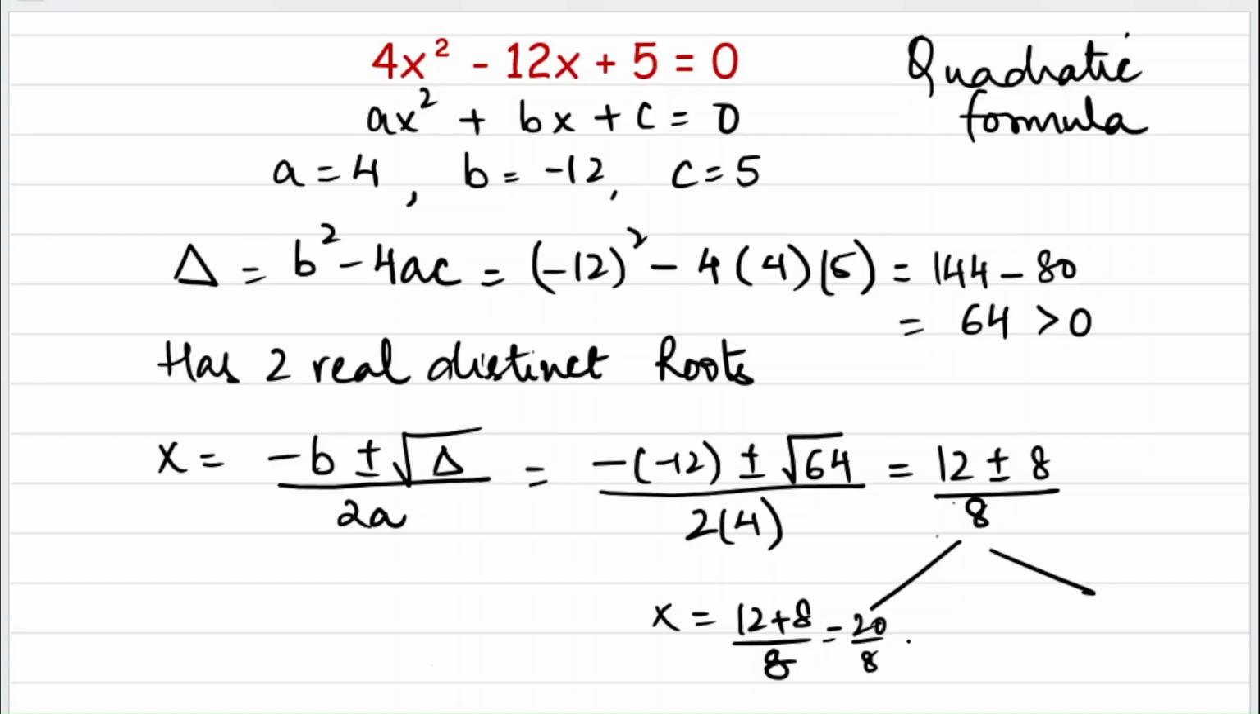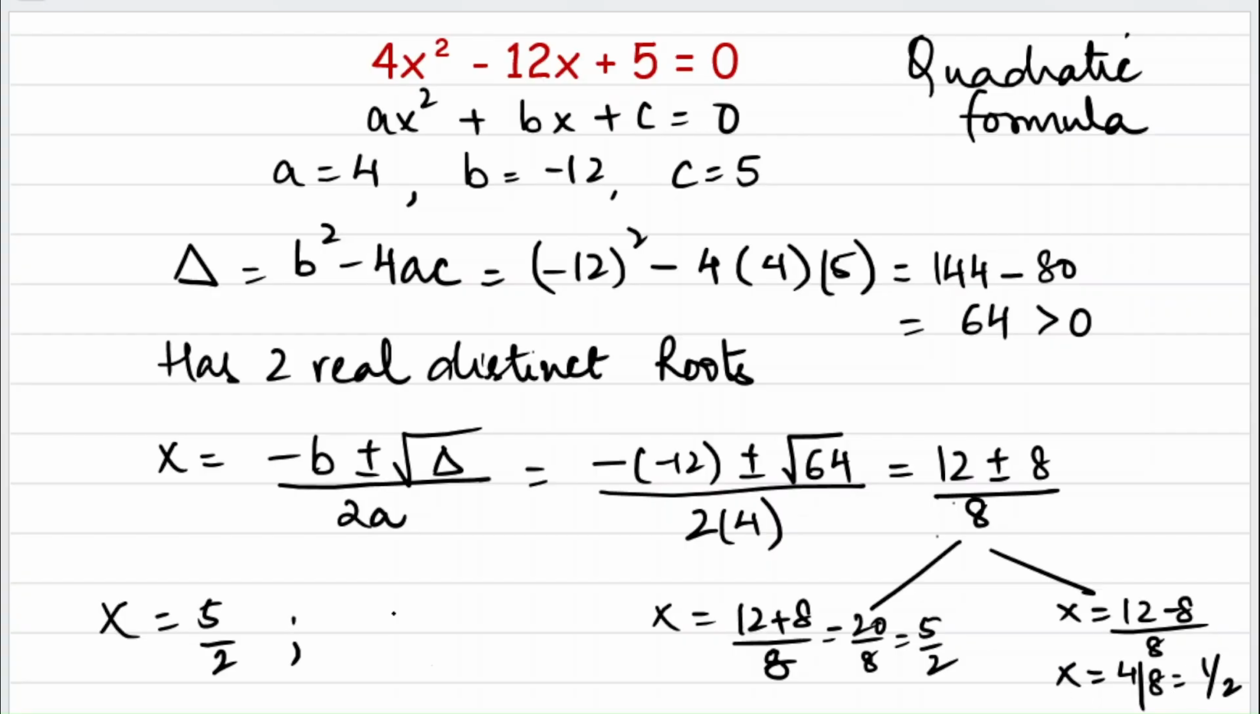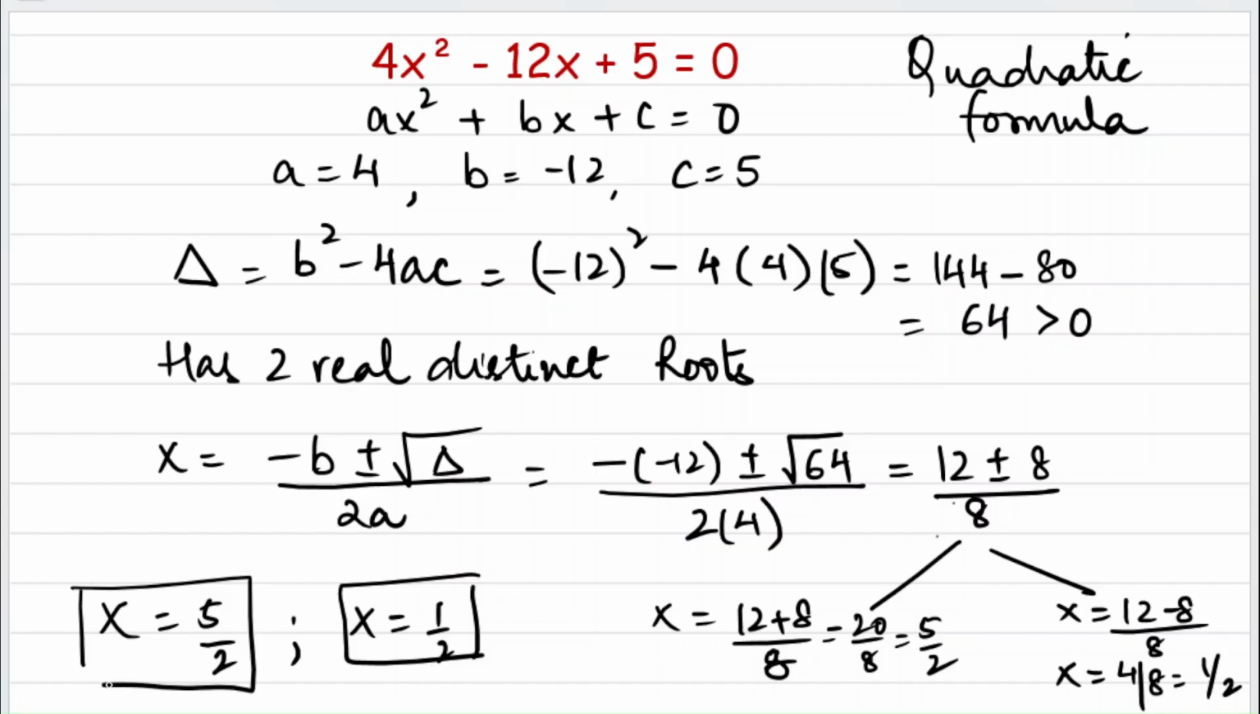20 divided by 8. When simplified, it will give me 5 over 2. So my one solution is x equals 5 over 2. And for the another one, when I will take this minus 8, it will be 12 minus 8 divided by 8. 12 minus 8 is 4, and 4 divided by 8 or 4 over 8 gives me 1 half. So my next solution of x is half. So these are the two solutions of this quadratic equation.